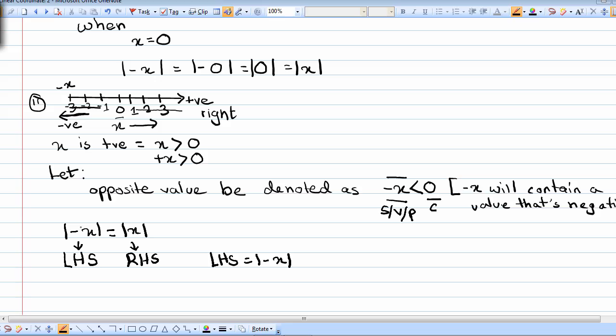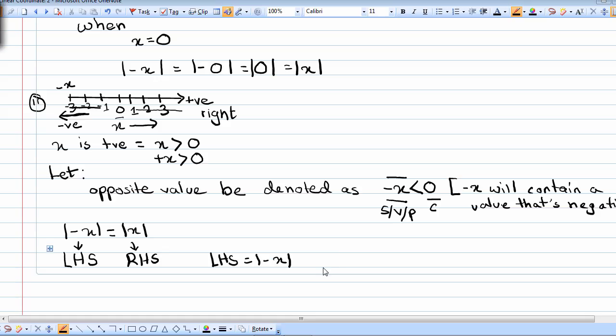We want to take one hand and transform that into the other hand. So if we consider this to be the left hand side, we want to prove that we can bring this absolute value of negative x into the right hand value, which is the absolute value of positive x, or simply x. We just don't write that positive sign.